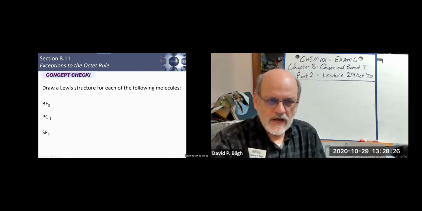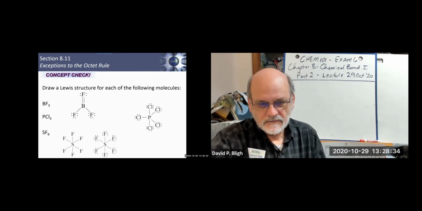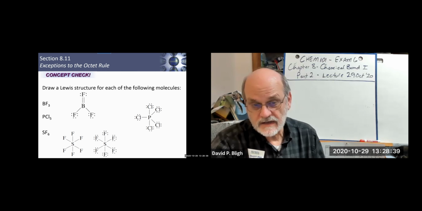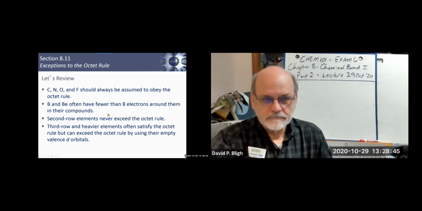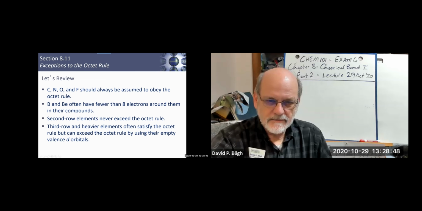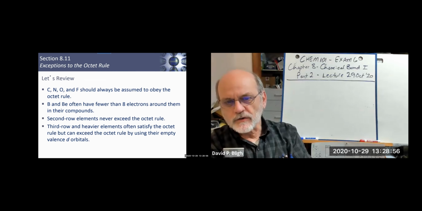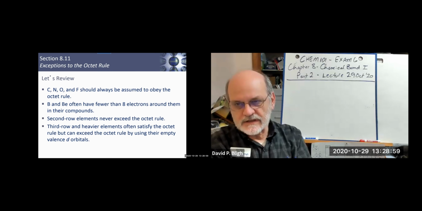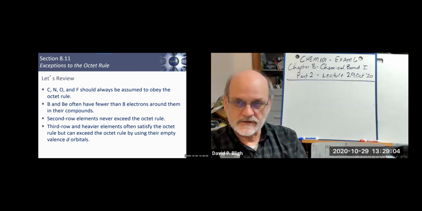Okay, Lewis dot structures for these guys. There they are. This one exceeds the octet, that one exceeds the octet. This one's a perfect octet for boron now. Okay. The second row elements never exceed the octet because they don't have access to d orbitals. Third row and heavier elements often exceed the octets because they have access to those higher level orbitals, the d orbitals.